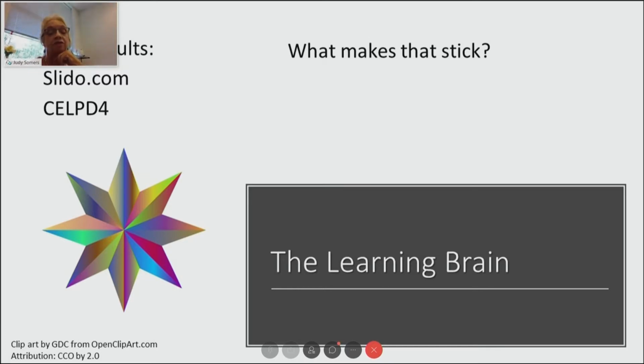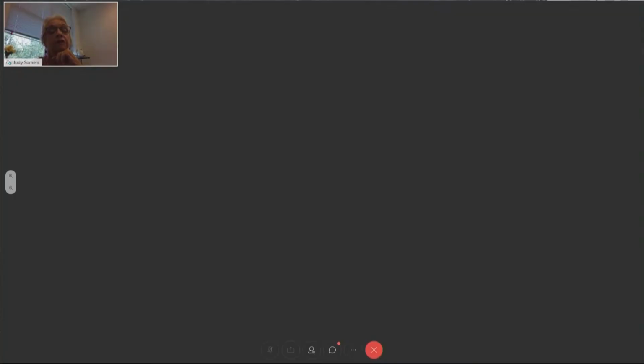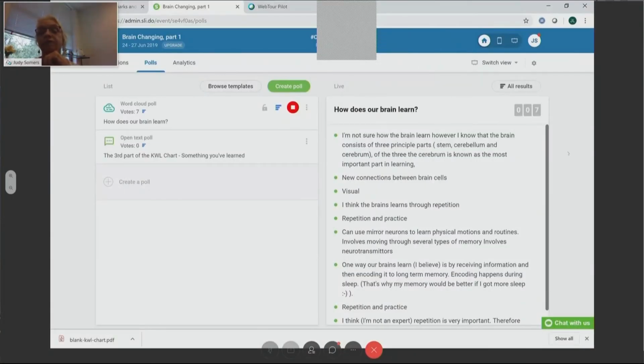So I am going to take a look at the results on the Slido. Let me move us into that, brain changing. And let me move this over. Okay, and it's not showing up for me. It's supposed to be a little word cloud, and it's not showing up that way.